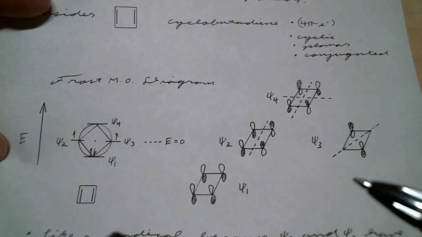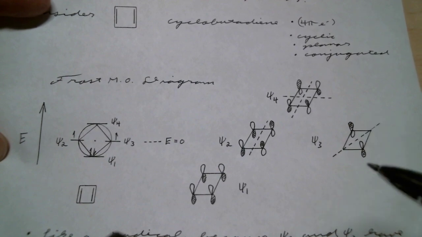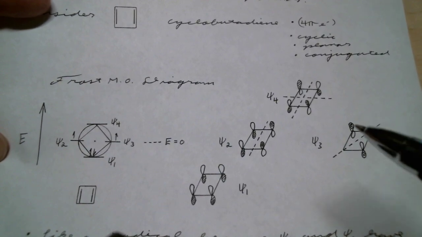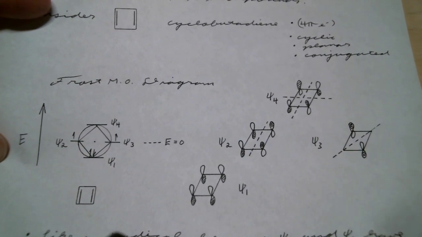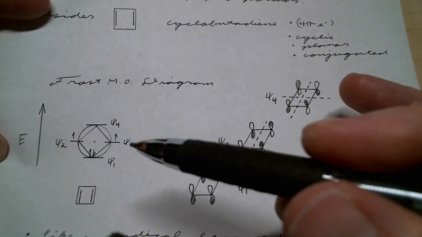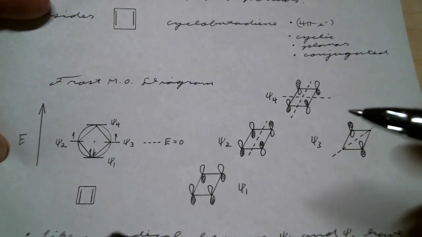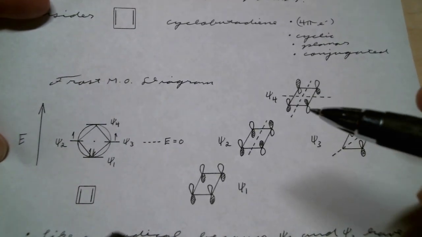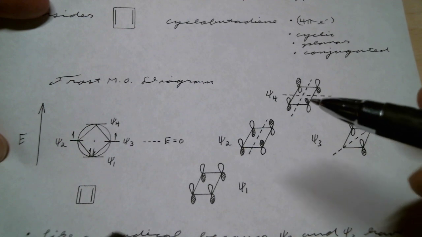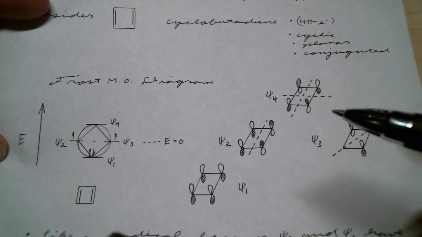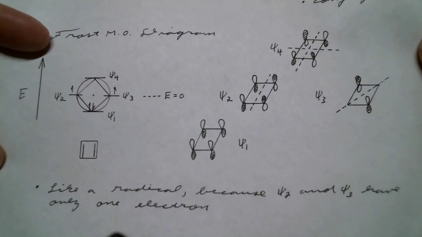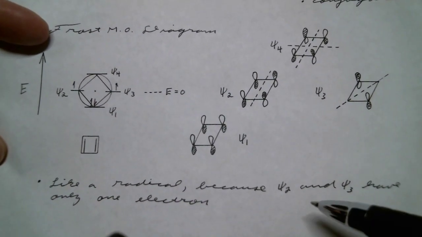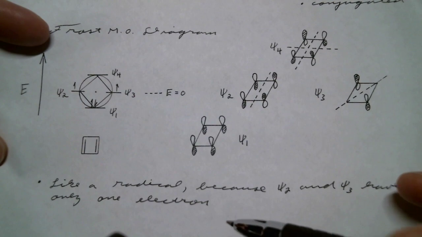You've got 1 electron in psi2, 1 electron somewhere in either of these 2 p orbital clouds, which can't really overlap with each other. And then of course when we go up another step in energy, now we have 2 nodes, and for the cyclobutadiene at least, we have isolated p orbitals. So cyclobutadiene is like a radical because psi2 and psi3 each have only 1 electron.